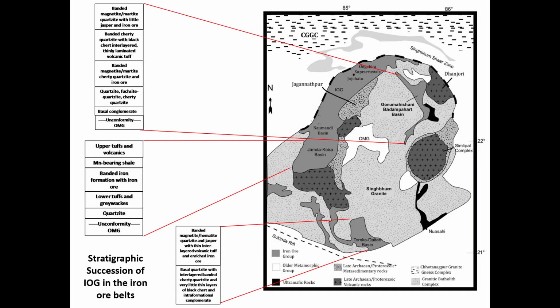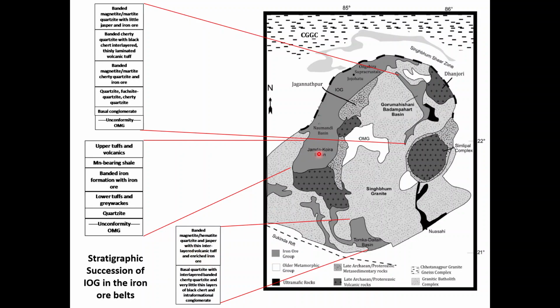If you see in this diagram, the stratigraphic succession of the iron ore group in the iron ore belts: in the Daitari basin, we have basal quartzites interlayered with banded cherty quartzites and then black chert, followed by or overlain by banded magnetite, hematite, jasper within thin volcanic tuff and enriched iron ore.